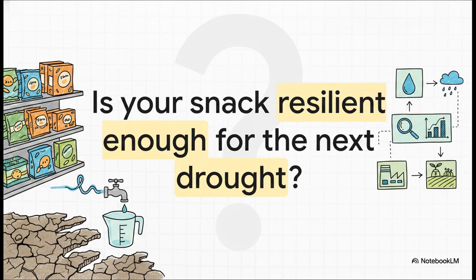So, I'll leave you with this to chew on. The next time you're wandering down the grocery store aisles looking at the shelves, ask yourself, is your favorite snack resilient enough to survive the next global drought? Because behind the scenes, diligent, standardized water accounting, knowing exactly how much is withdrawn, consumed, and where the stress points are, is exactly what keeps the food industry afloat.